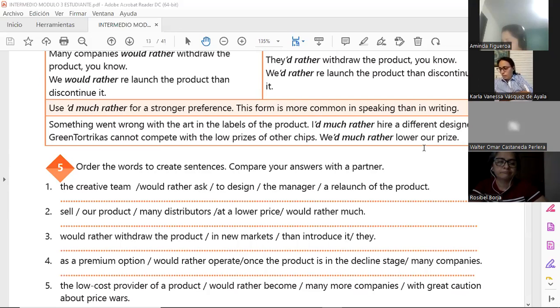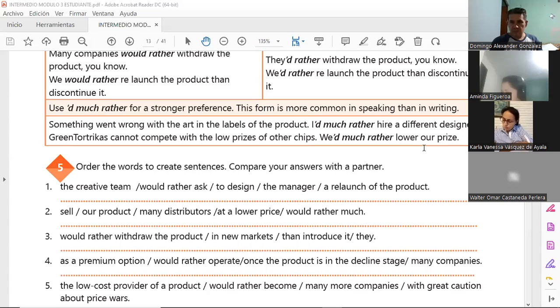Many companies would rather operate as a premium option once the product is in the decline stage. Okay, so we have to check word by word. And also the spelling, for example, I don't know, option, stage, premium with M, you know, premium is P-R-E-M-I-U-M, right? Because in my program, the program says it's okay, Javier, it's okay.